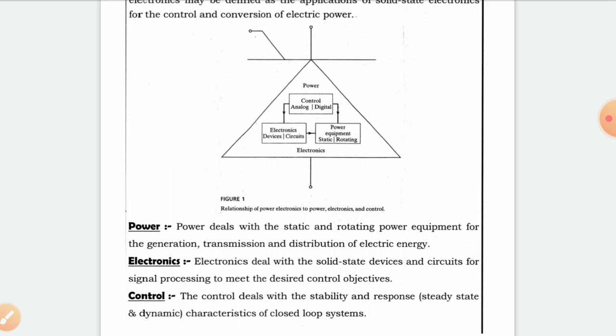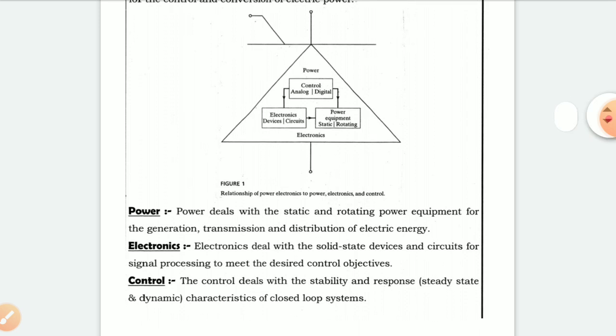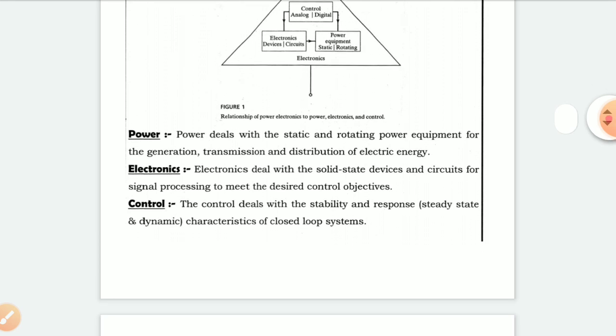Next, the controlling purpose. What exactly does control deal with? Control deals with the stability and the responses, the stability characteristics of a closed loop system. So this is the relationship of power electronics to power, electronics and control. That is about the power electronic system, the generalized block.